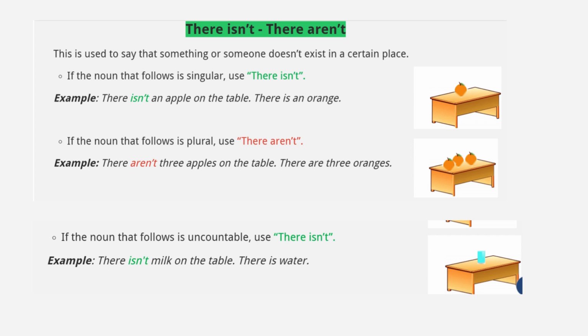There isn't, there aren't. This is used to say that something or someone doesn't exist in a certain place. If the noun that follows is singular, use there isn't. Example: there isn't an apple on the table. There is an orange. If the noun that follows is plural, use there aren't. Example: there aren't 3 apples on the table. There are 3 oranges. If the noun that follows is uncountable, use there isn't. Example: there isn't milk on the table.